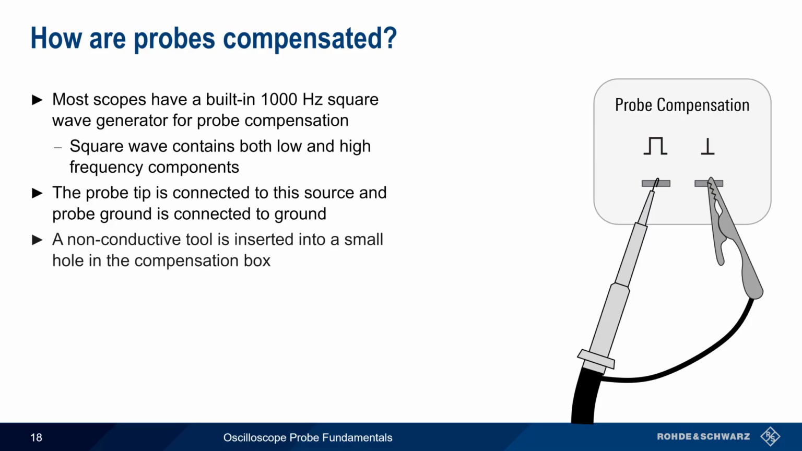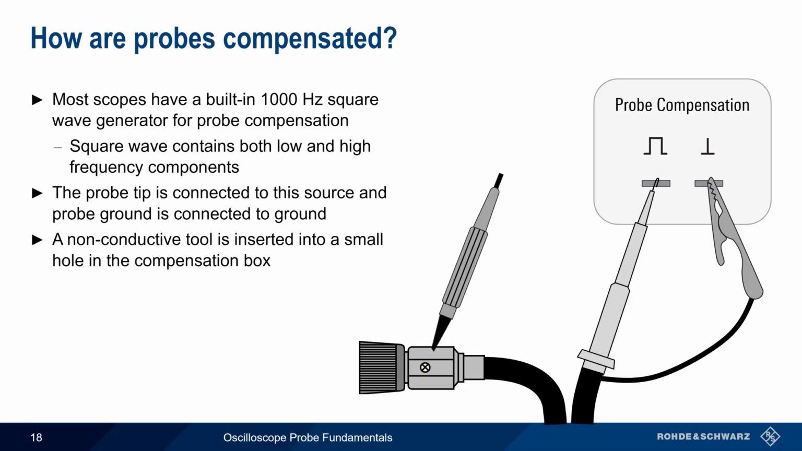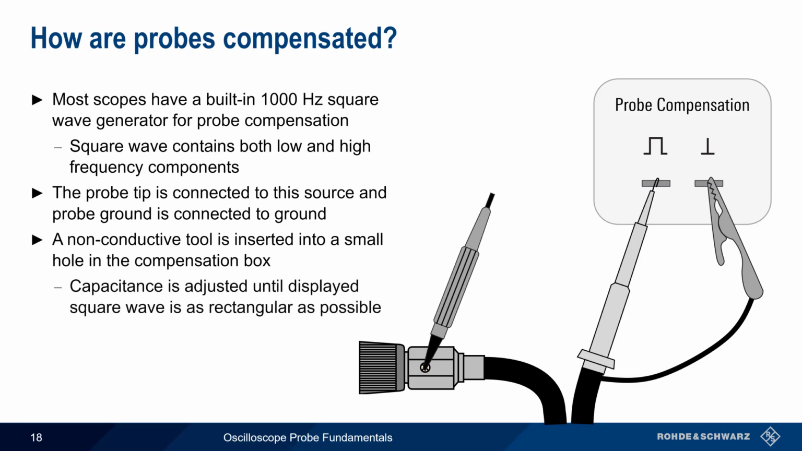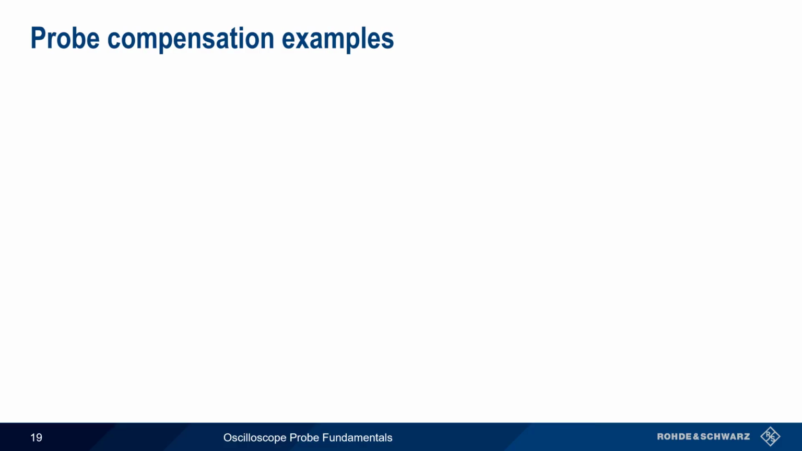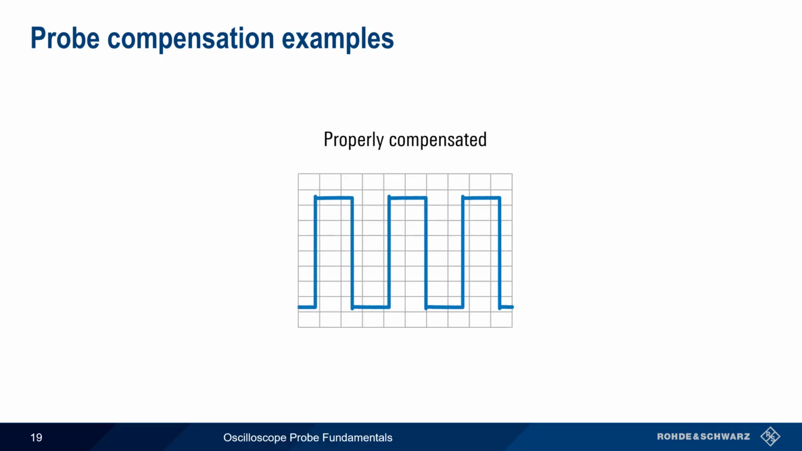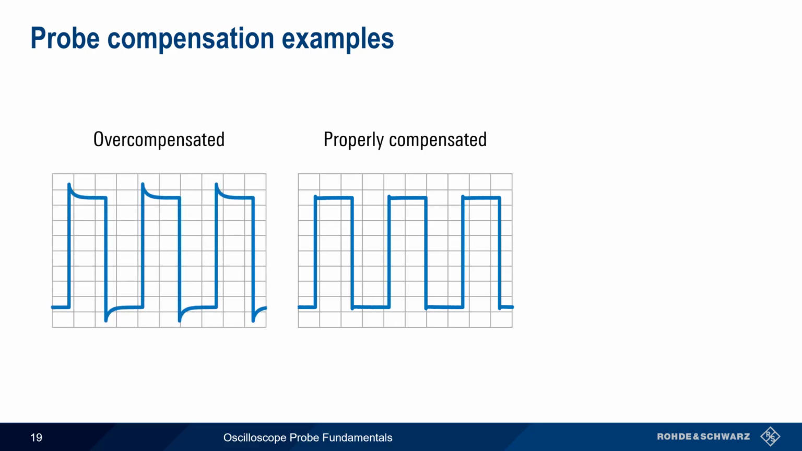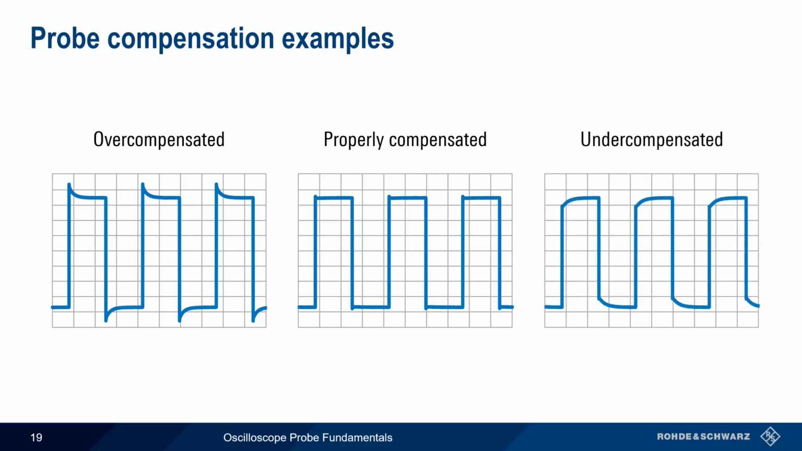A non-conductive tool is inserted into the small hole in the probe compensation box, and this tool is rotated in order to adjust the probe's capacitance, such that the displayed square wave is as rectangular as possible. A passive probe is properly compensated when the tops of the displayed compensation signal are essentially horizontal. Overcompensated probes create overshoot on the leading edge of the signal, and undercompensated probes cause undershoot on the leading edge.